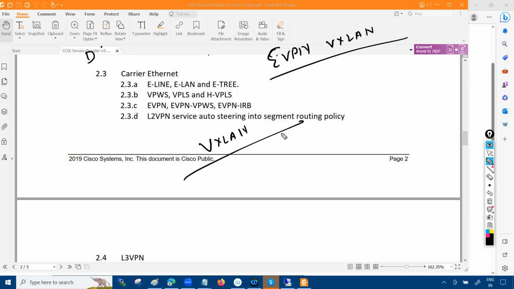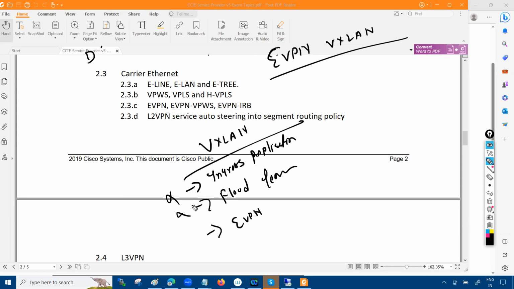You can implement VXLAN in 3 ways, right? Ingress replication, then we have flood and learn, and then we have EVPN. These two, people are not using because these have huge disadvantages; you can call them legacy. Okay. In EVPN, we have... EVPN is for the service provider and the data center too.